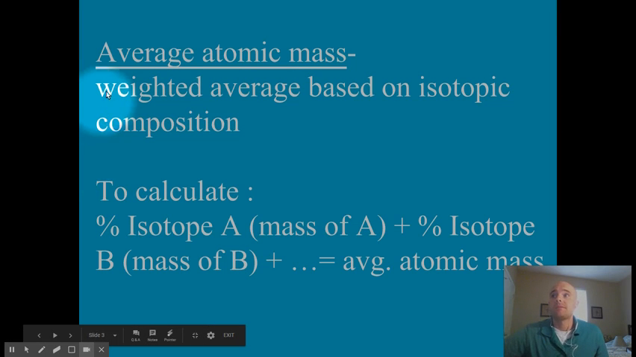The average atomic mass is the weighted average based on isotopic composition. To calculate, take the percent of isotope A times the mass of isotope A, plus the percent of isotope B times the mass of isotope B, plus, and then we go on for all the terms that we have. That will equal the average atomic mass.